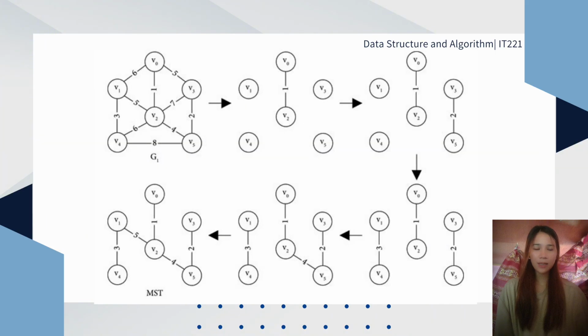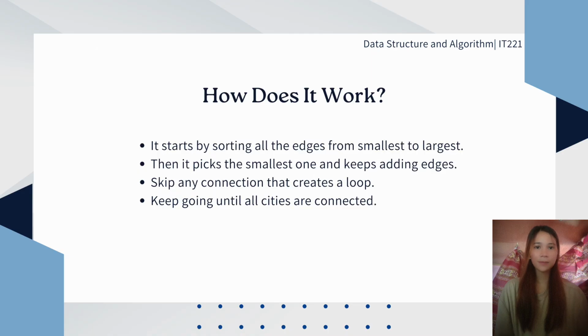What is an MST? An MST connects all the points or nodes in a network with the lowest possible total edge weight without forming any cycles. Imagine you want to connect houses in a village with electric wires and you want to use the least amount of wire possible. That's what Kruskal helps with.